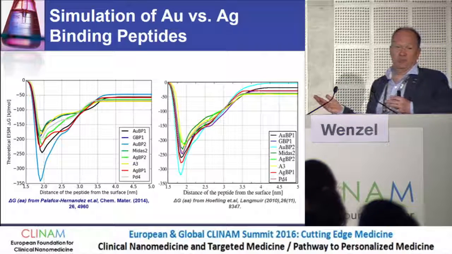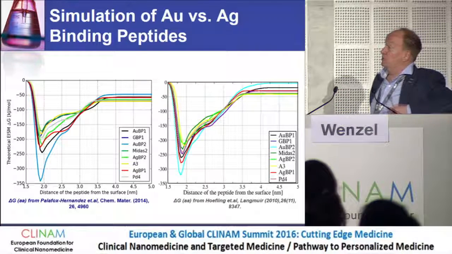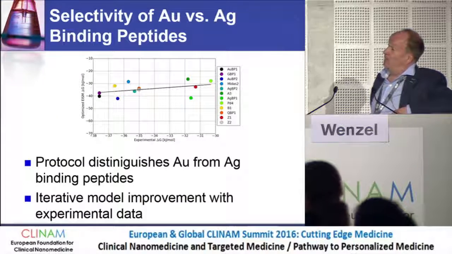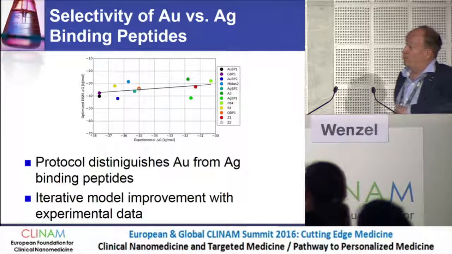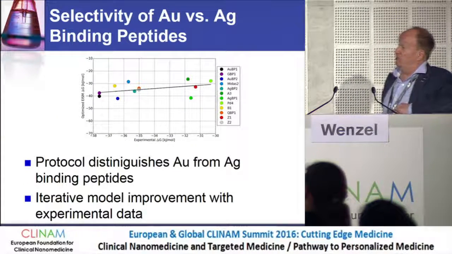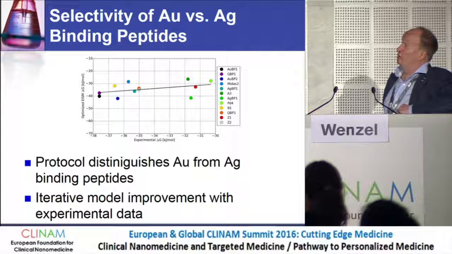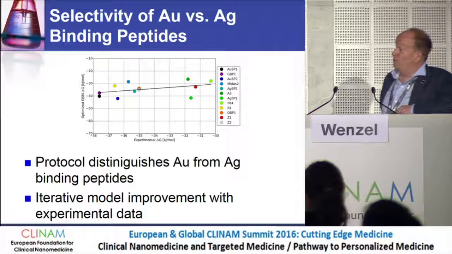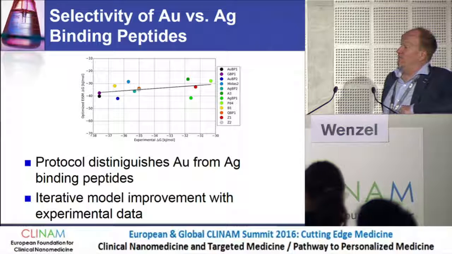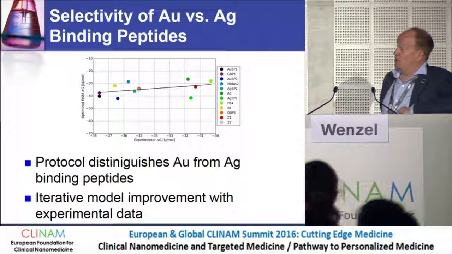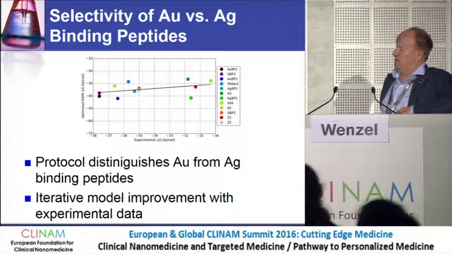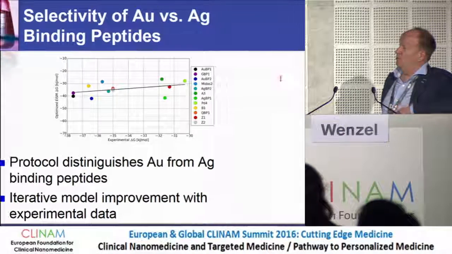So one of these simulations for a peptide of length 10 takes about 3 or 4 hours, right? And with that, at least we now have a protocol that distinguishes the gold binding from the silver binding peptides. The correlations between experiment and modeling are not super good, but also the experimental data is not super good. And we have implemented an iterative model to improve; we are able now, with the availability of experimental data for peptides, to improve the model iteratively.